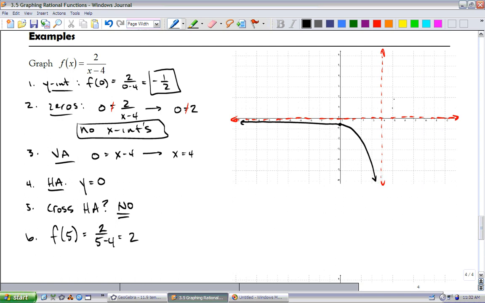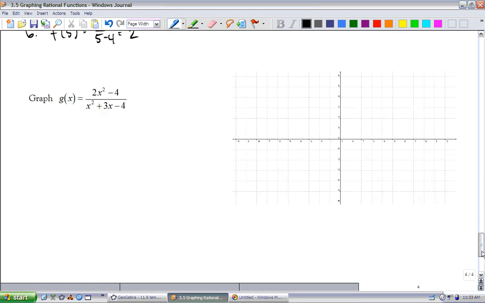So here at 5, it's equal to 2. Now, using the same logic that we pieced the other one together, as we get closer to the vertical asymptote, it has to go to infinity, and we know that we can't cross the x-axis, so it has to look like that. Okay? Alright, next one, a little more difficult one.